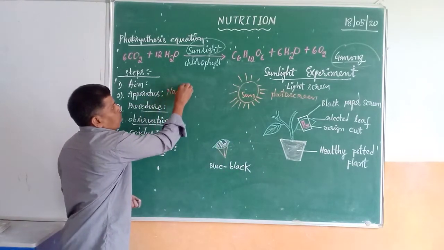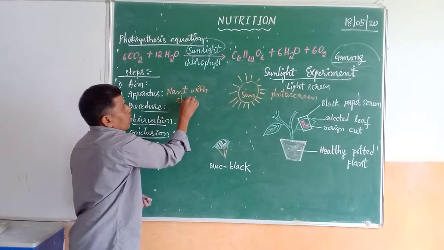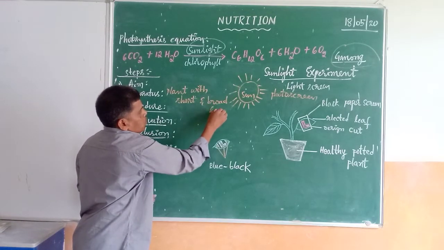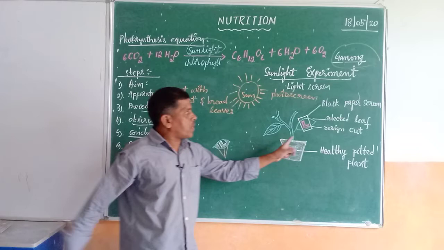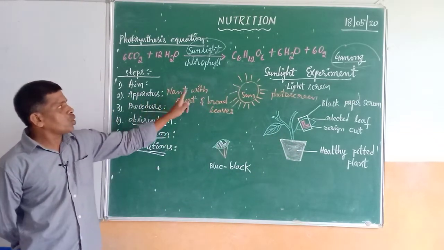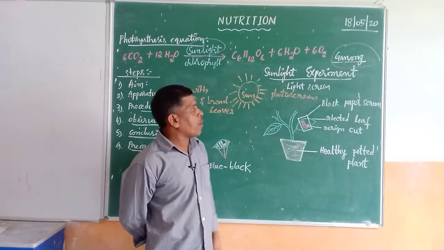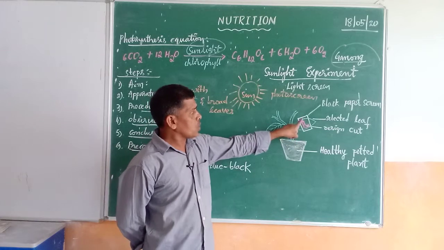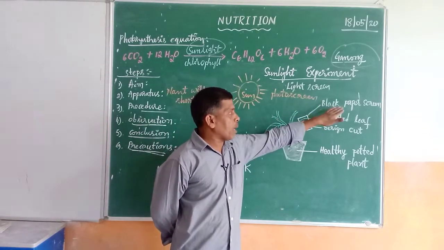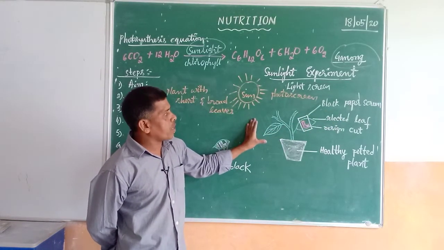A plant with short and broad leaves. When the leaves are broad, we can easily fix the light screen. Right, so take a healthy potted plant with short and broad leaves. This is the most important thing we require in this experiment. Apart from this, we require a special design cut black paper screen. If the black paper is not available, you can also make use of a lightweight cardboard.